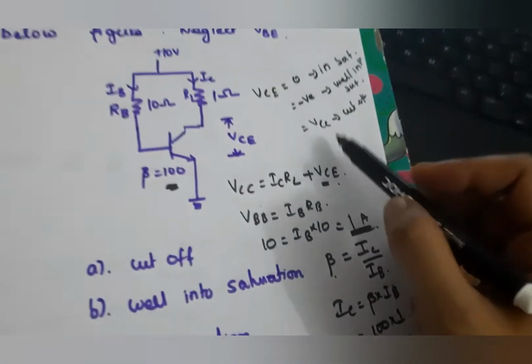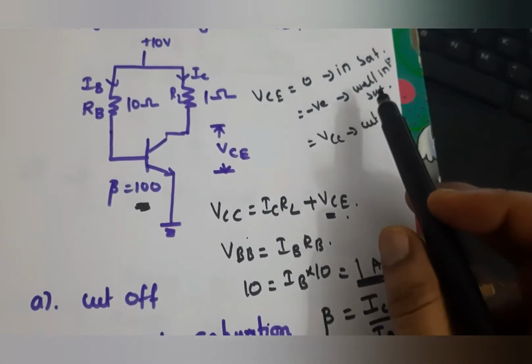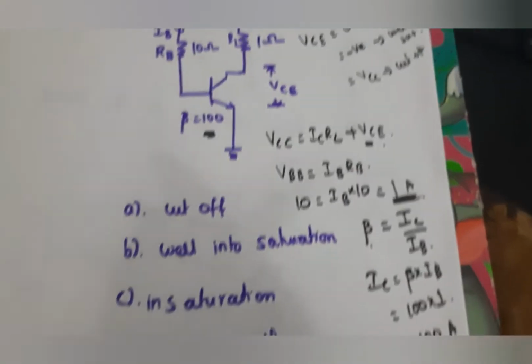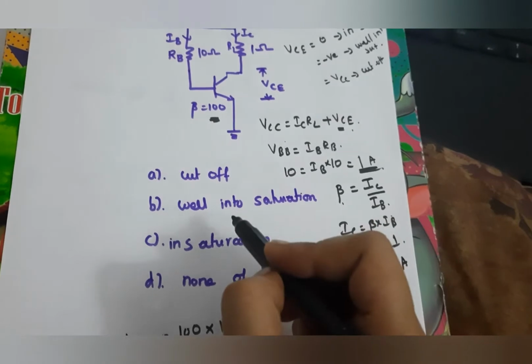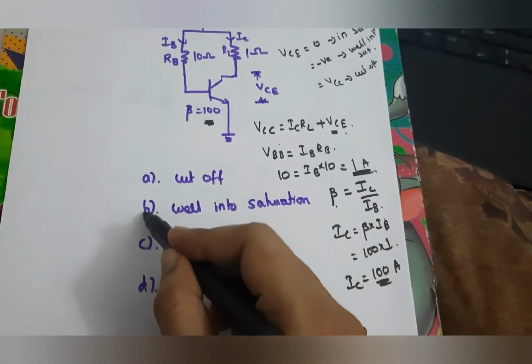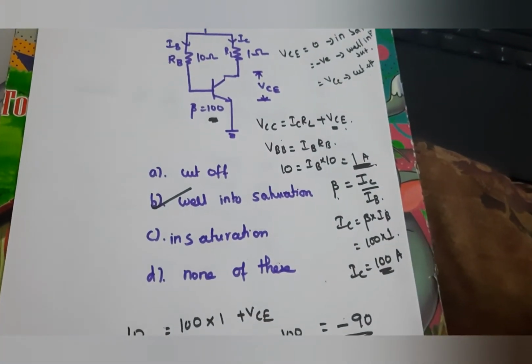So when VCE is negative, it is said to be well into saturation region. Here we get minus 90, so the transistor operates well into saturation region. So here the answer is B.